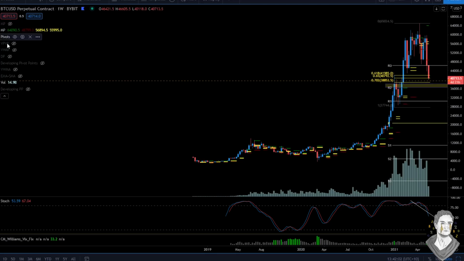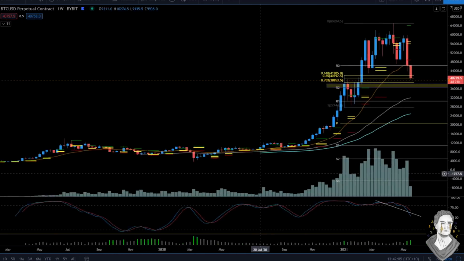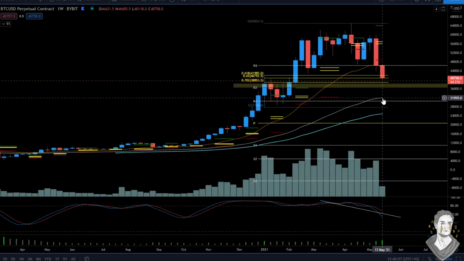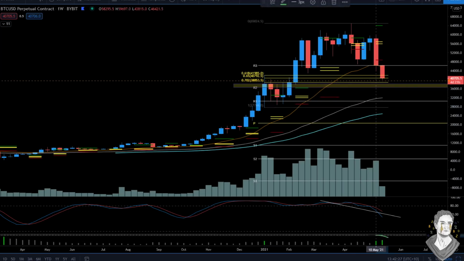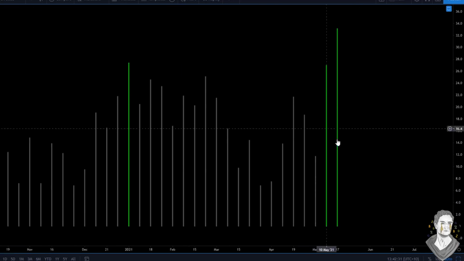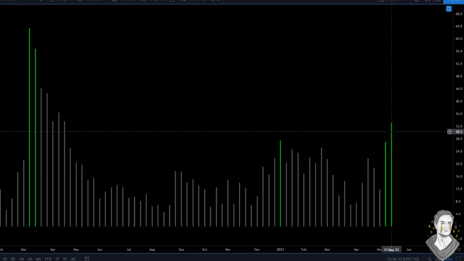If we are to put on our exponential moving averages right here and SMAs, we can see that we do have this 55 EMA and the monthly and the yearly R1 lining up. That is quite a long way away, basically, so I would keep it in mind. However, I don't think that until this support is lost, we should be looking at there, but it's always good to plan ahead and be ready for that support region. We are seeing green VIX here as well on the weekly time frame. Like I've said, it is getting a little bit more here as well as volatility does increase to the downside, of course.